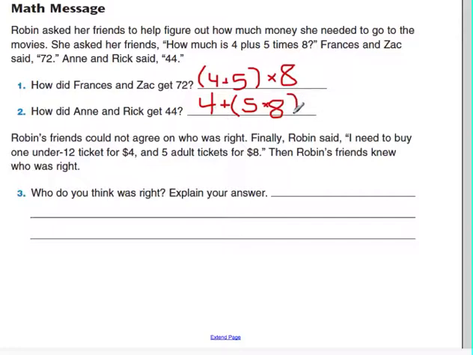Now, Robin's friends could not agree on who was right. Finally, Robin said, I need to buy one under 12 ticket for $4 and 5 adult tickets for $8. Then Robin's friends knew who was right. Who do you think was right? Make sure you have an explanation to this, okay? Be able to say who you think was right and why. You're going to have a chance to defend your case in class tomorrow.